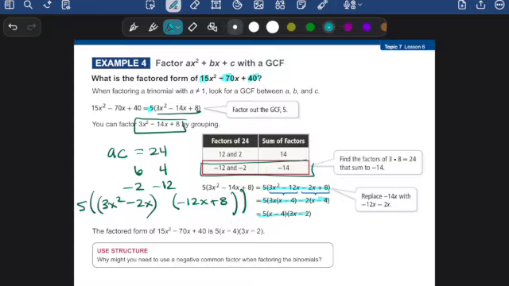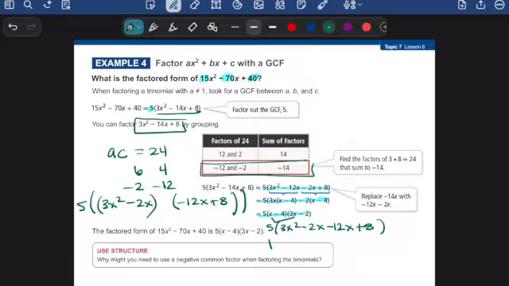Double check by distributing. Whenever you get to your final factored form, double check by distributing. So you're going to do x times 3x is 3x squared. x times negative 2 is negative 2x. Negative 4 times 3x is negative 12x. Negative 4 times negative 2 is plus 8. And then don't forget to multiply by 5 all the way through.